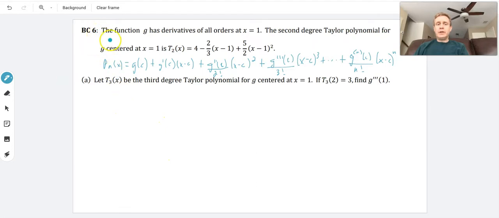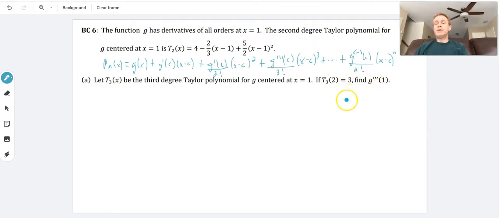In this question, we have the function g has derivatives of all orders at x equals 1. The second degree Taylor polynomial for g centered at x equals 1 is, and we see this second degree Taylor polynomial. In part A, we're told let T sub 3 of x be the third degree Taylor polynomial for g centered at x equals 1. If T sub 3 of 2 equals 3, meaning the third degree Taylor polynomial evaluated at 2 equals 3, find g triple prime of 1.